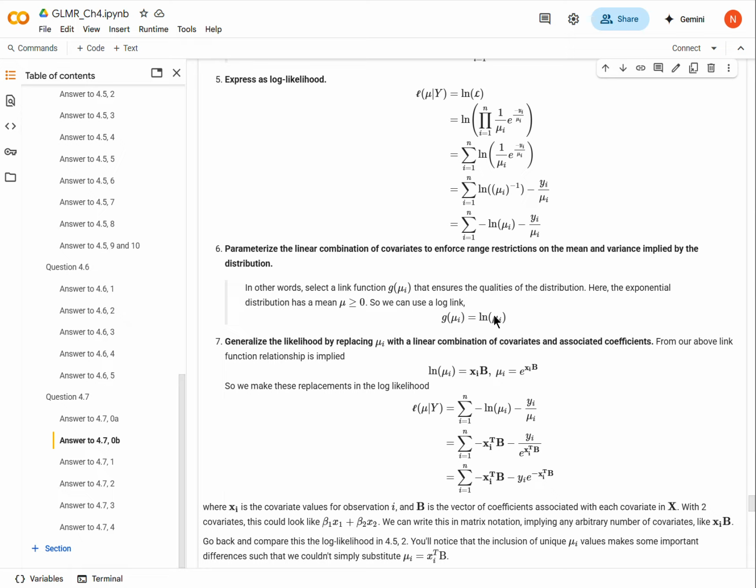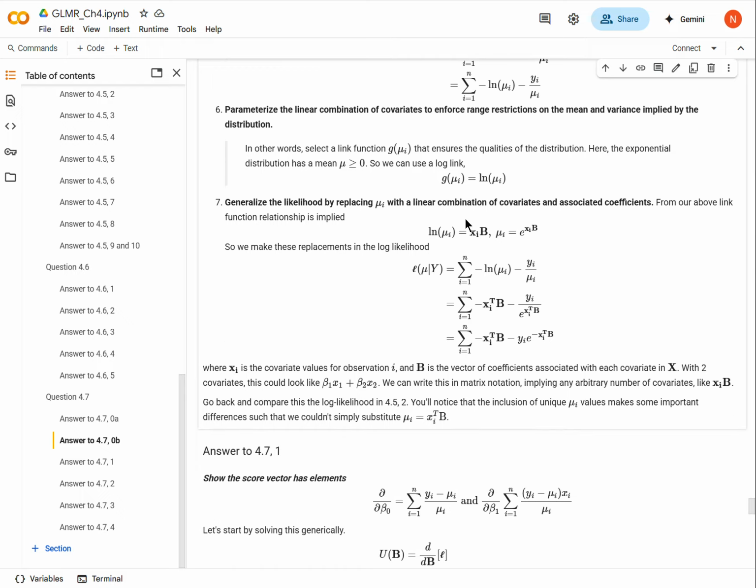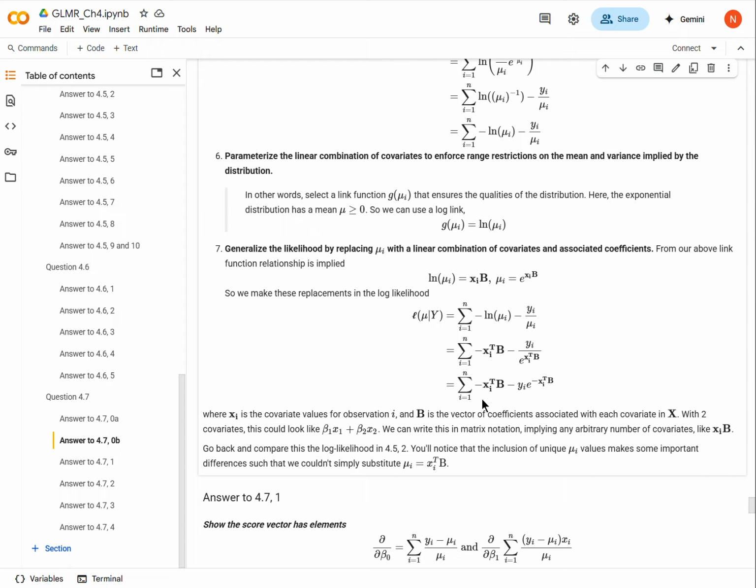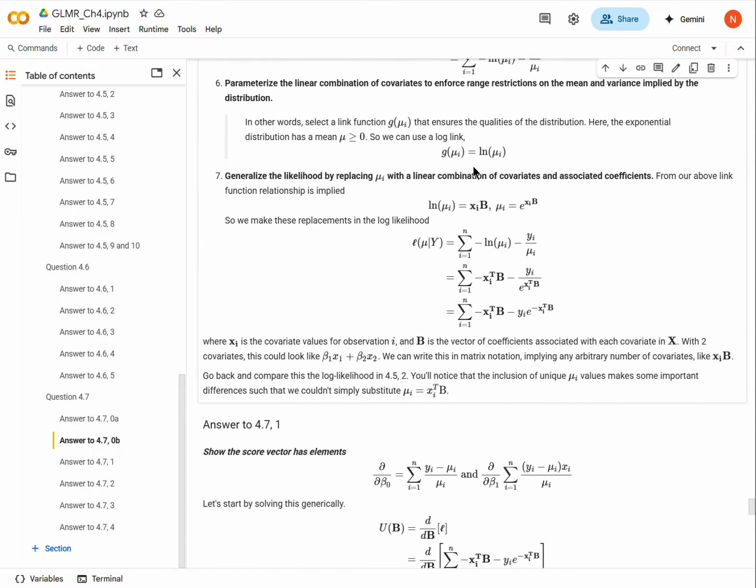And now with our link function being applied to our mu parameter, we can replace anywhere with a log of mu with x_i beta, or equivalently, we can take mu_i and replace it with e to the x_i beta. Okay. And so we make these replacements to our expression for the log likelihood, and we go through and we come out with this right here. So these are some generic steps that you can use to do this for any probability distribution. Okay.